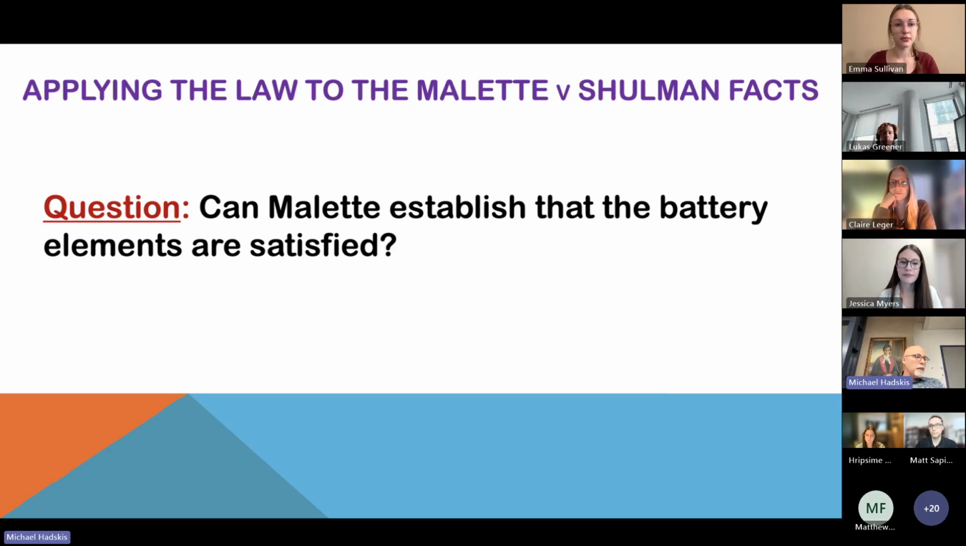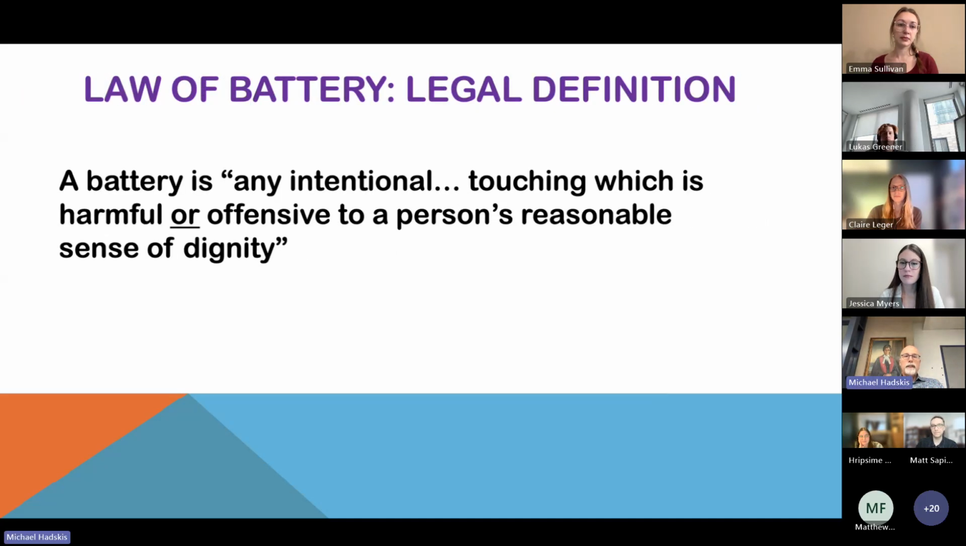All right, so let's move on and let's now take what we know of the definition of battery and apply it to the Millett and Schulman facts. So can Millett establish the tort of battery against Dr. Schulman? Expressed another way, can Millett satisfy all three elements of battery on a balance of probabilities? What say you? There's the definition again.